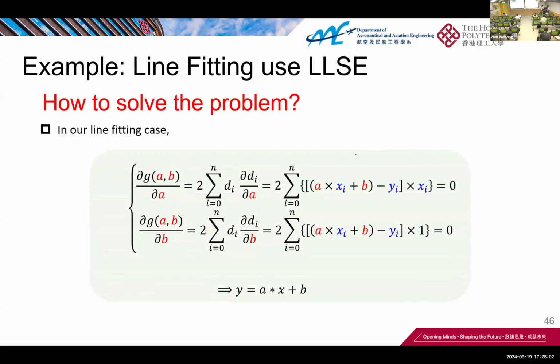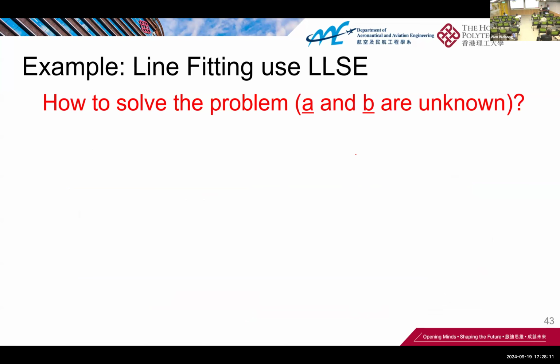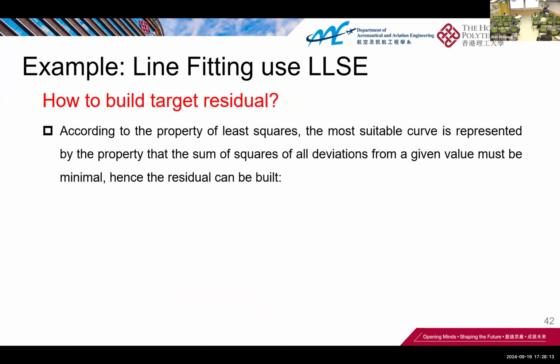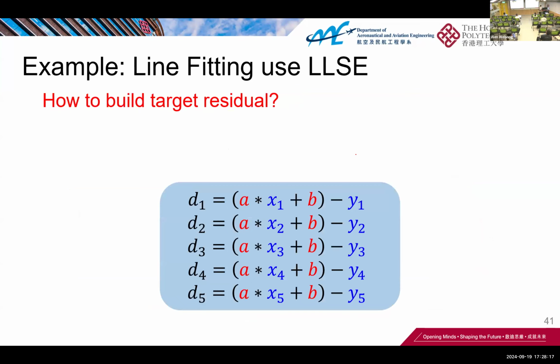Okay, so let's go back to our problem. Just now we have already defined it. One more time, next time you can download the slide from the Blackboard. So let's go back: the cost function is like this. In this cost function, a and b are the unknown variables, and the blue ones are the known variables, right?